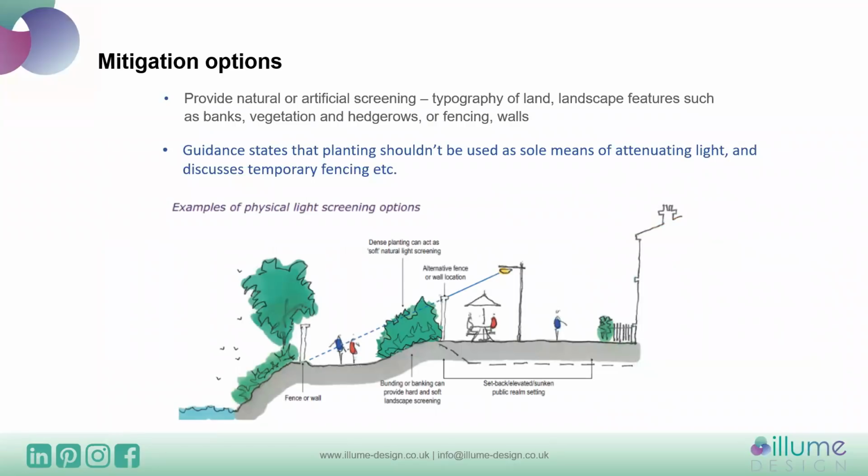The guidance also talks quite a bit about natural and artificial screening, topography of the land, as these can all give benefit in reducing the impact. But what it does state in the guidance is that planting shouldn't be used as the sole means of attenuating light. And that's something to bear in mind when you consider lighting and light modelling, is that we can't actually model trees and vegetation accurately. We can only model solid features such as banks or fencing, those kinds of things.